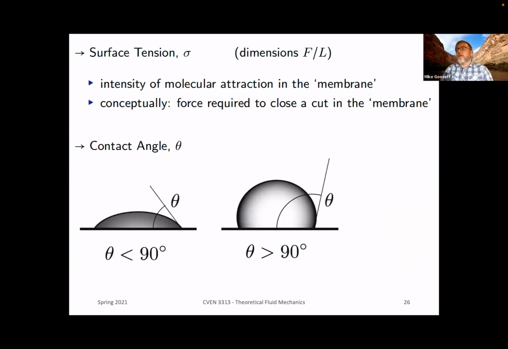Okay. Now, we talked briefly about surface tension, the intensity of molecular attraction causing a membrane. We generally symbolize it as sigma, a small lowercase Greek letter, and it has dimensions of force per length. That force per length means that it's only acting where it's in contact with something, right?